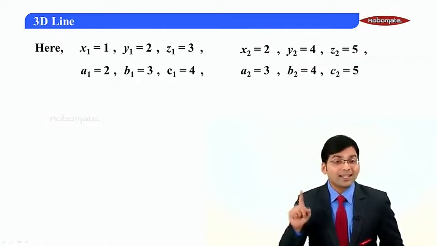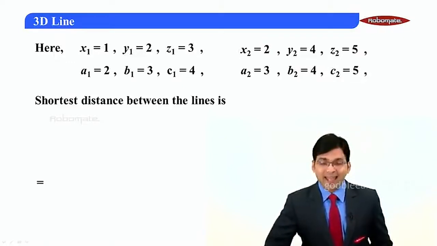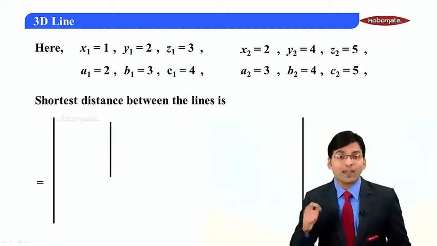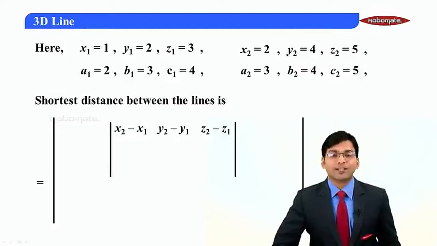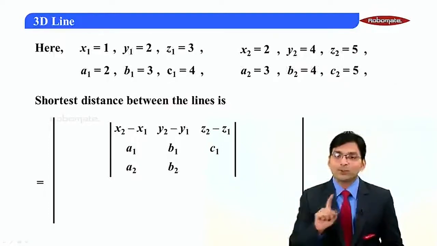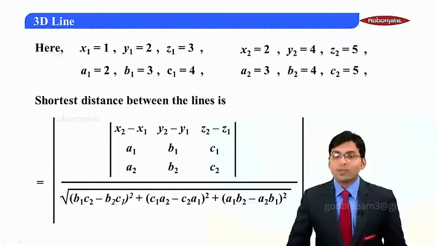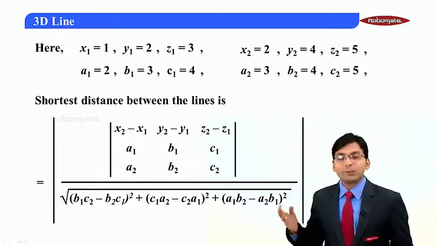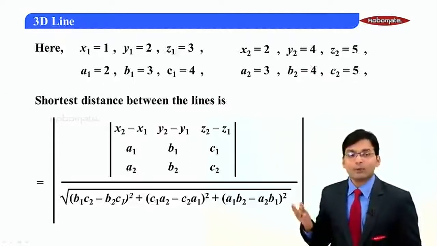Now once we have this data collected students, we can go for shortest distance as a magnitude, that is mod. Under mod we have a determinant of x2 minus x1, y2 minus y1, z2 minus z1, a1, b1, c1 and a2, b2, c2. The denominator says square root of (b1 c2 minus b2 c1) the whole square plus (c1 a2 minus c2 a1) the whole square plus (a1 b2 minus a2 b1) the whole square.